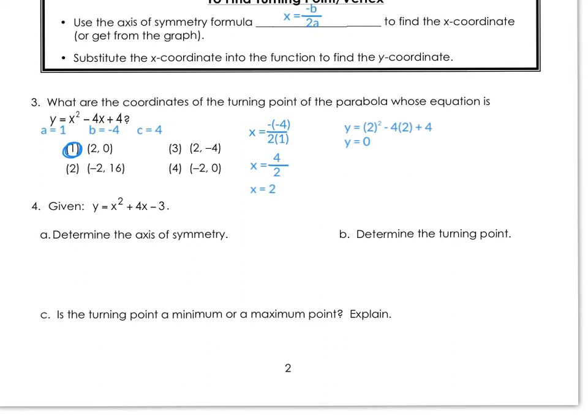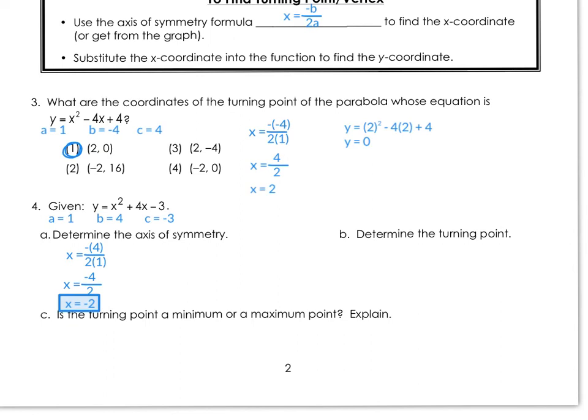Okay, number 4 says given y equals x squared plus 4x minus 3, we need to determine the axis of symmetry. So again, identify A, B, and C. So my A value is 1, B is 4, and C is negative 3. Then we can fill them into the axis of symmetry formula. When I sub them in, I get negative 4 over 2 times 1. So then we can simplify the numerator and denominator. So x equals negative 4 divided by 2, and negative 4 divided by 2 is negative 2. So x equals negative 2 is my axis of symmetry.